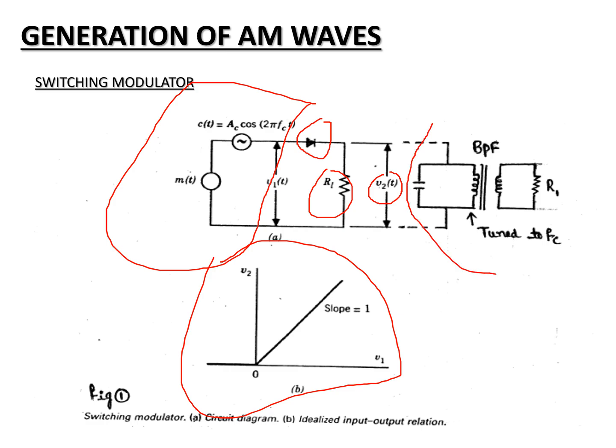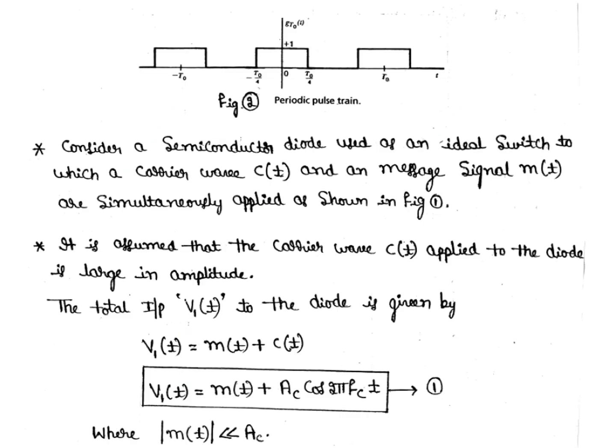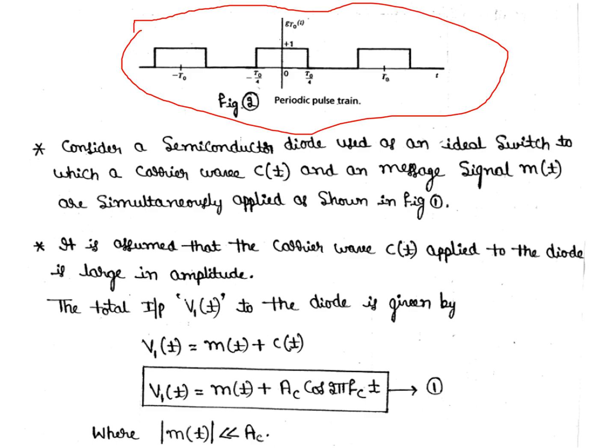And the bandpass filter has input V2(t). Here V2(t) consists of wanted components and unwanted components. The bandpass filter, which is tuned to the carrier frequency and rejects the unwanted frequency components, accepts only the wanted frequency components. This explains how the diode functionally works.